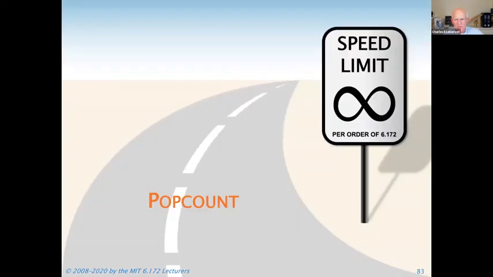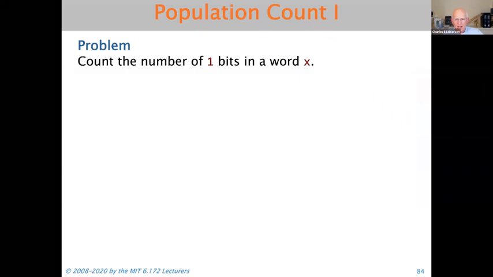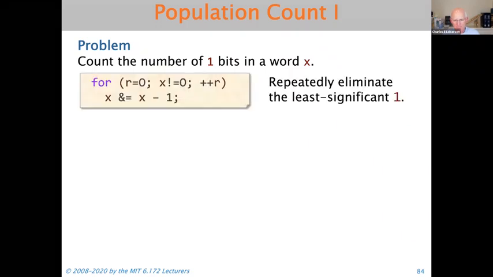Okay, now we're going to see a really fancy bit trick, but it's going to take us a couple steps to get there. This is pop count. Okay, pop count is counting the number of ones bits in a word X. Okay, I'll ignore the naive algorithm. It just checks every bit one at a time and adds 1 to the answer if it happens to be a 1. Instead, we can use a bit hack to repeatedly eliminate the least significant bit, okay, which speeds things up a bit.